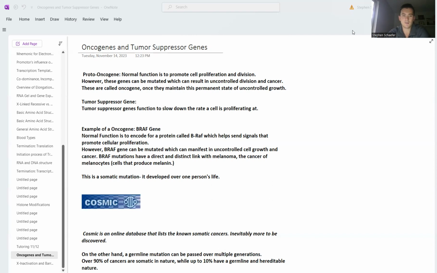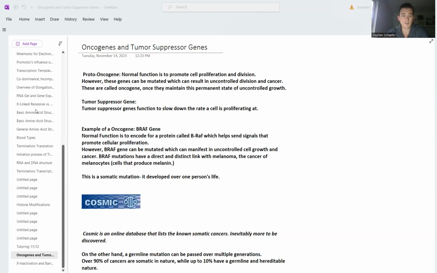So now let's talk about the difference between a somatic mutation and a germline mutation. A somatic mutation is going to be contained to a single generation, just in one person's life. It's not going to be able to be inherited between generations. So think of getting skin cancer directly from overexposure to the sun. Those environmental factors are just going to last you one generation. You're most likely not going to pass those down.